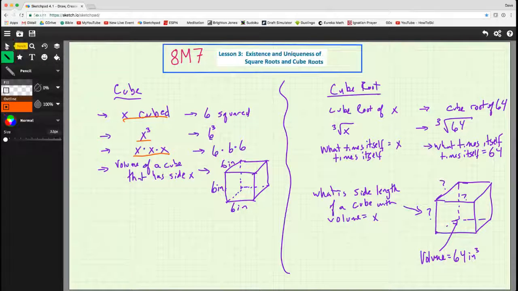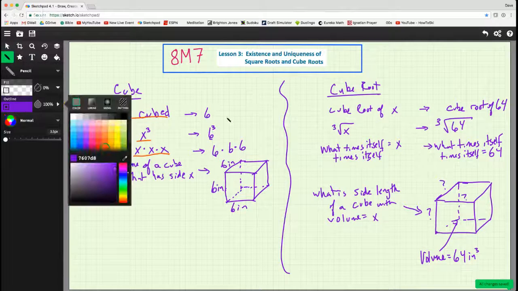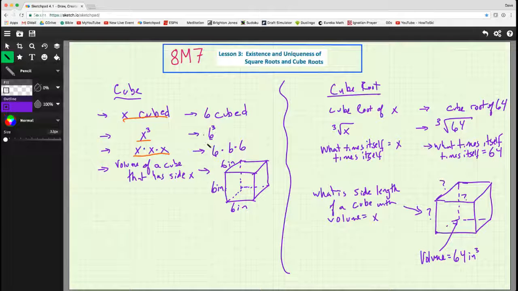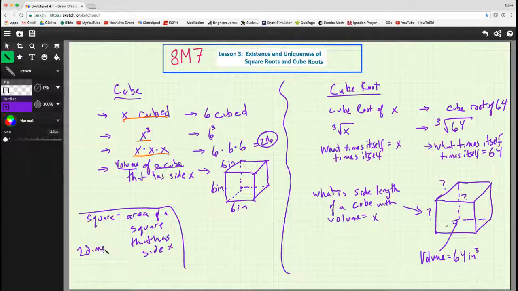And it would be x times x times x. So that might look like 6 cubed, 6 to the third power, or 6 times 6 times 6, which would equal 216, by the way. Or you might see it's the volume of a cube that has side x. Remember, a square was the area of a square that has side x. So this is two-dimensional, right? A square is two-dimensional. But here we have a cube. So the volume of a cube is the length times the height times the width, if you will. It doesn't matter which is the length, the height, or the width, but it's 6 times 6 times 6.